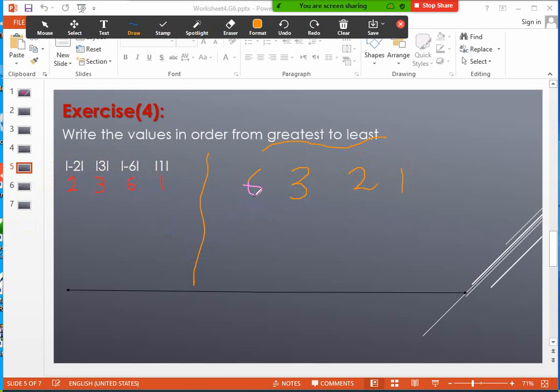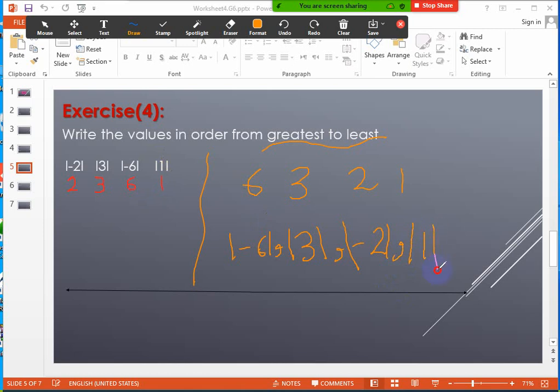But I have to write the order with the same numbers. 6 is the absolute value for negative 6, so I have to write the same number. Now 3 is the absolute value for 3. This is the number. Okay? Now 2 is the absolute value for -2. This is the number. And then the last one, 1 is the absolute value for 1.